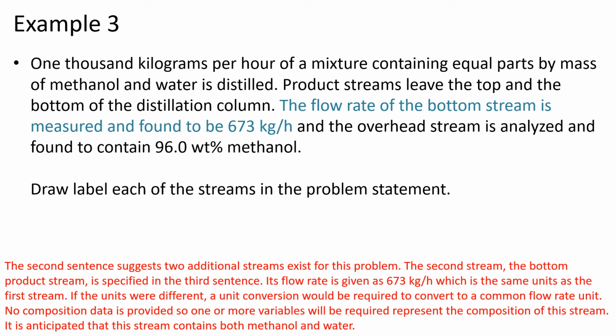The second sentence suggests 2 additional streams exist for this problem. The second stream, the bottom product stream, is specified in the third sentence. Its flow rate is given as 673 kilograms per hour, which is the same units as the first stream. If the units were different, a unit conversion would be required to convert to a common flow rate unit. No composition data is provided, so 1 or more variables will be required to represent the composition of this stream. It is anticipated that this stream contains both methanol and water.